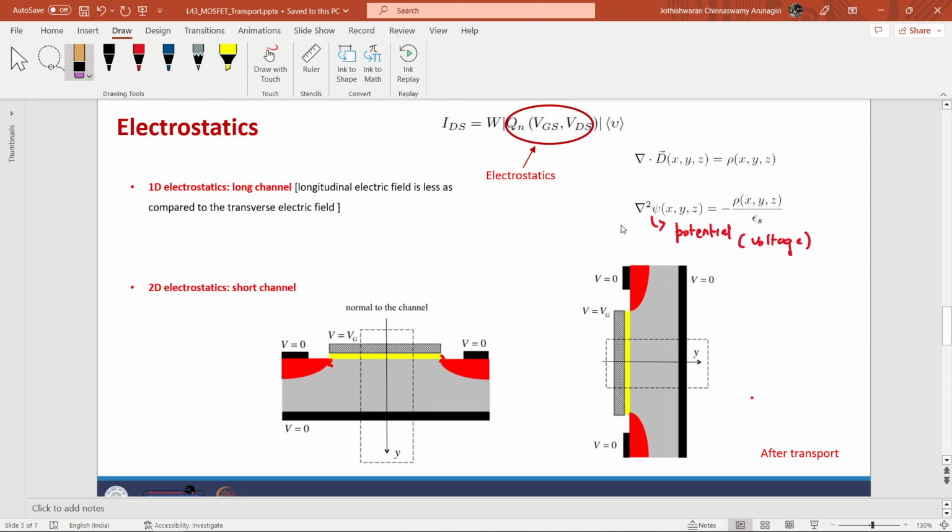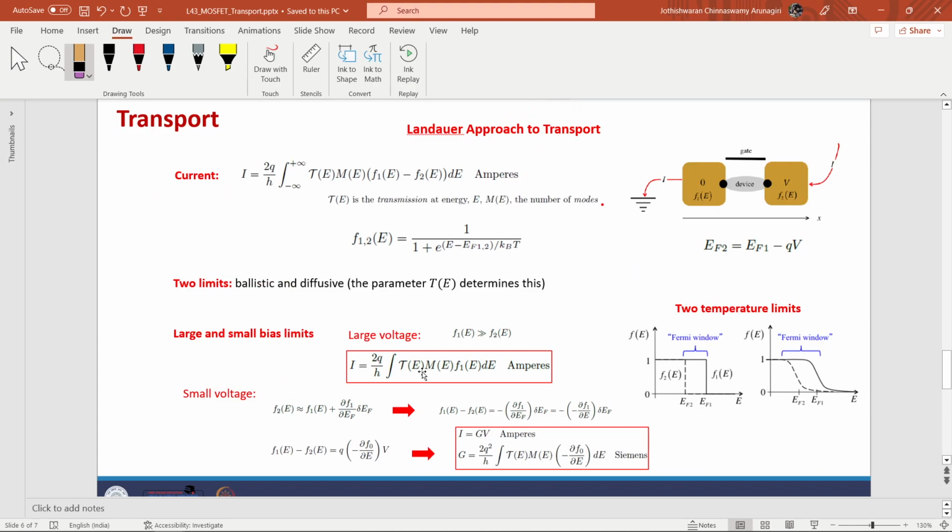By using the other Maxwell's equations, I can also find the current density in this channel. But solving that entire system of Maxwell's equations will be computationally non-trivial. It will be very difficult. So what we will essentially do is use electrostatics to obtain the charge carrier concentration. And once we obtain the charge carrier concentration, we will come back to our Landauer approach to transport. Is that clear?